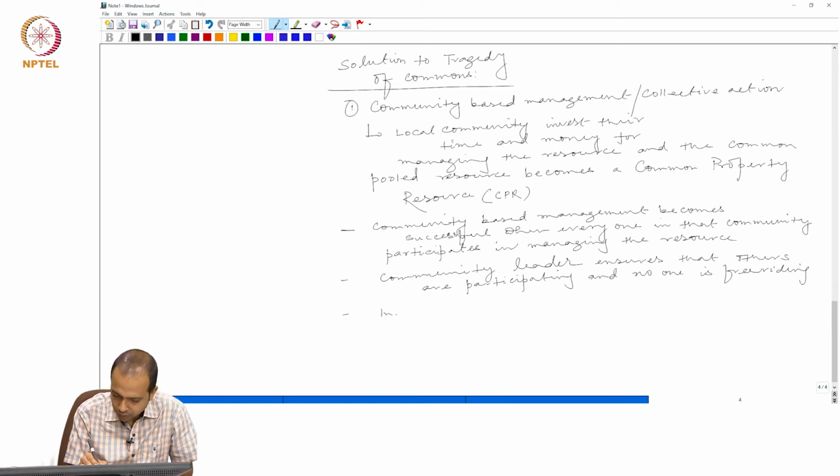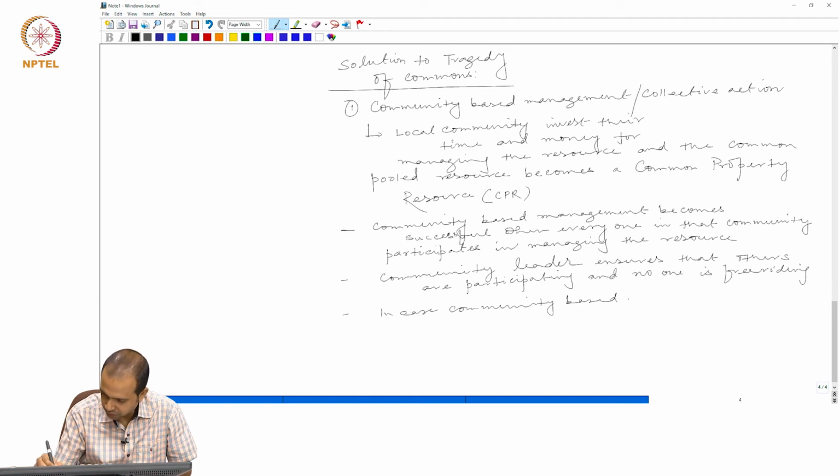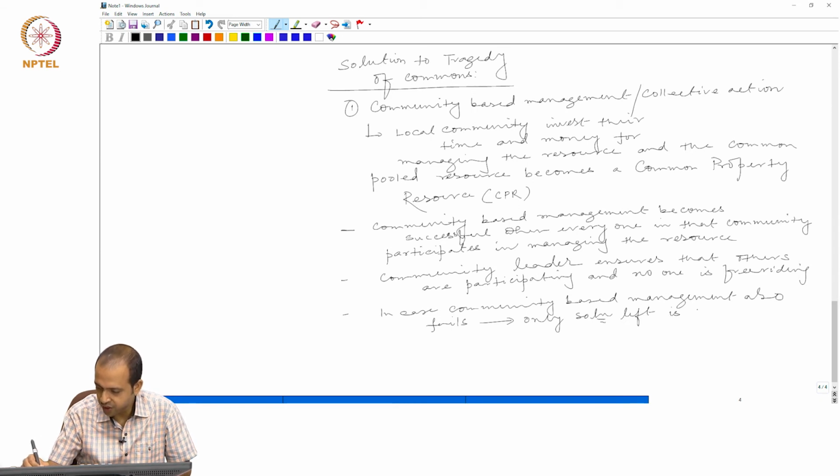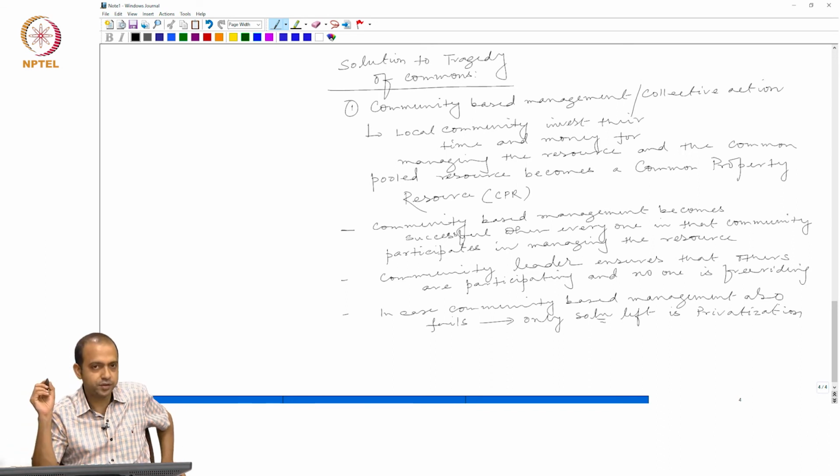In case community based management also fails, then what is the solution? Only solution to protect against tragedy of commons that is left is privatization. So, the resource would then be owned by a private owner.